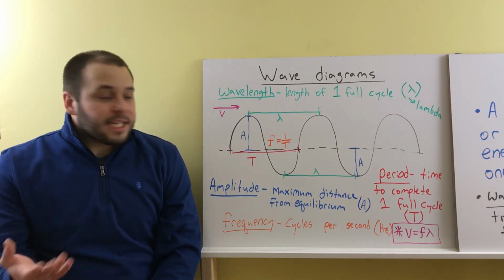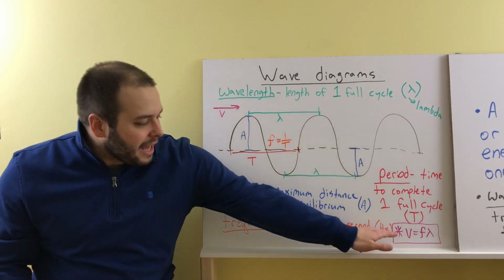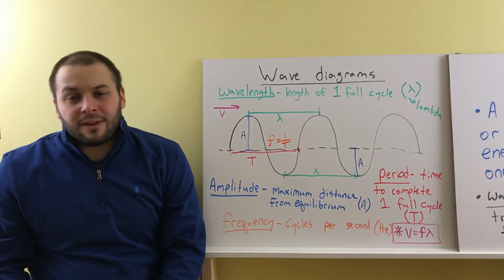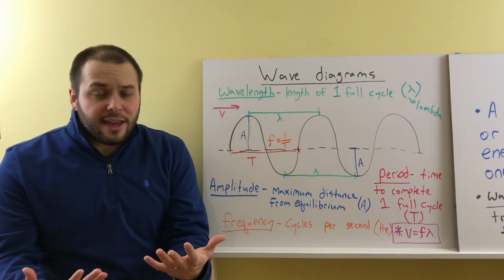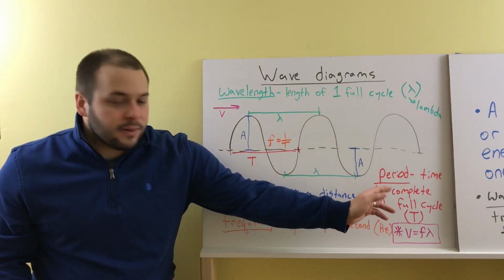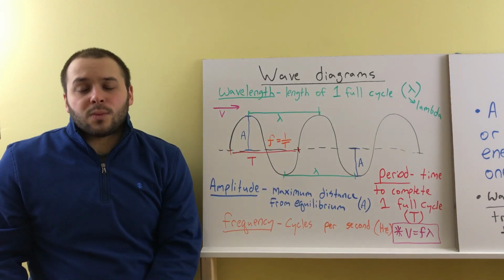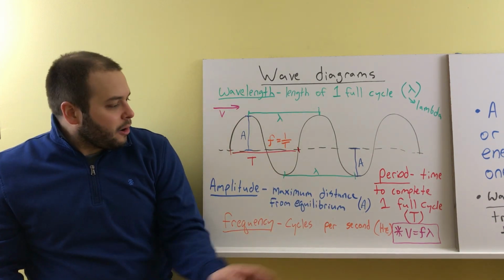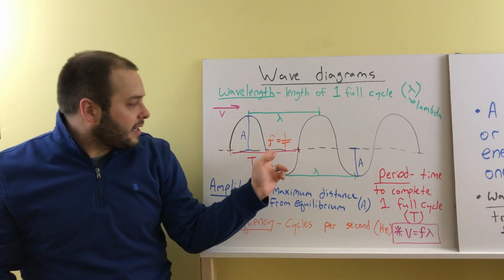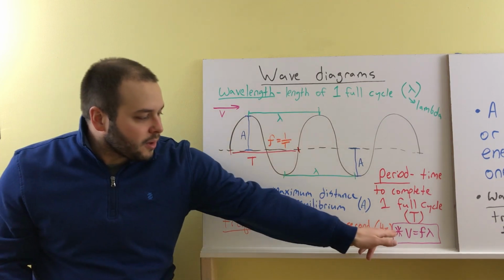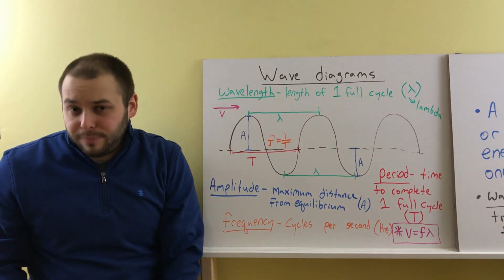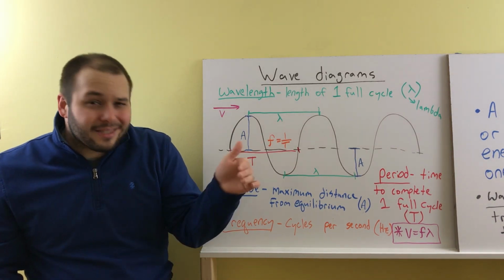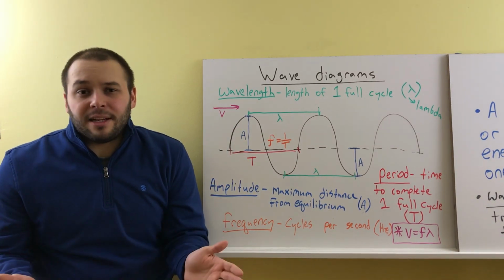Last but not least, I did add in a formula here for you. It is on your reference table, and it's something that we can use to describe the speed of a wave. The speed of a wave is equal to its frequency times its wavelength. Now, technically speaking, since frequency is 1 over period, you could also think of the speed of your wave as your wavelength over period, which is really just your distance over time, as we've described it in the past.